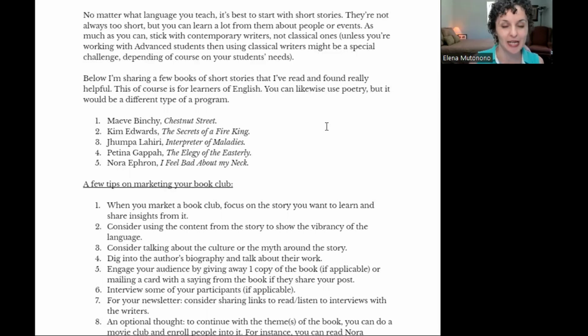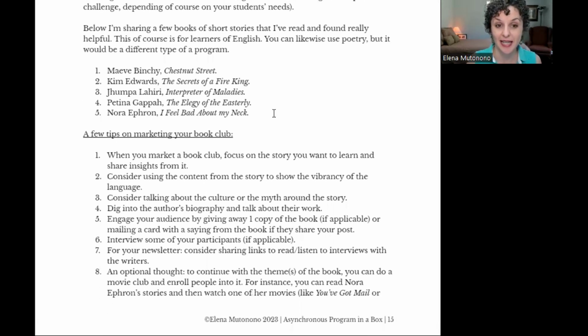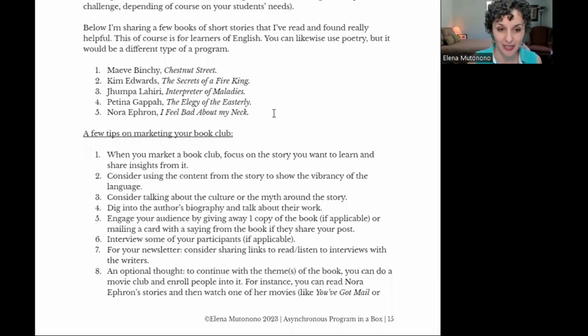This is just a side note, but this is one of the tips that I share in the Asynchronous Program in a Box about how to promote your program, how to speak to your clients, how to tell them about the value of this book club. So I give several suggestions, like Maeve Binchy's Chestnut Street, Kim Edwards, Jhumpa Lahiri, Bettina Gapa, who's a Zimbabwean writer, and I am going to use her short story as an example in this document.